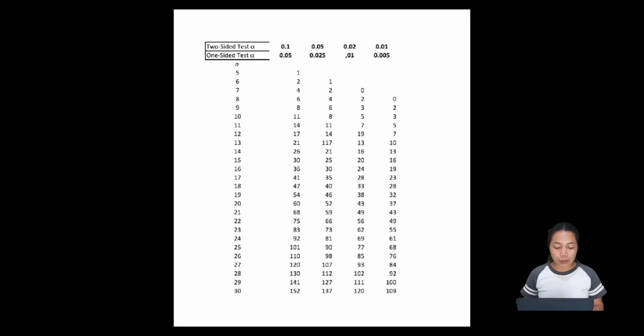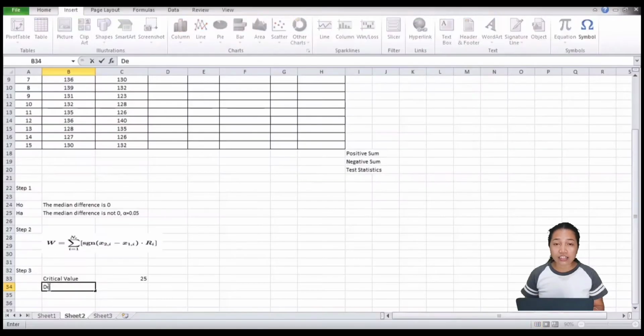To determine the appropriate critical value from table 7, we need sample size n equals 15 and our two-sided level of significance, which is 0.05. The critical value of this two-sided test with n equals 15 and the alpha, which is 0.05, is 25. And the decision rule is as follows. Reject null hypothesis if W is less than or equal to 25.